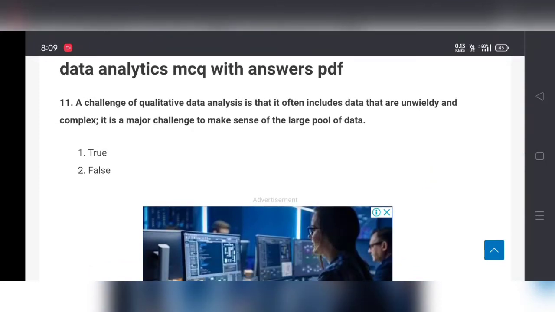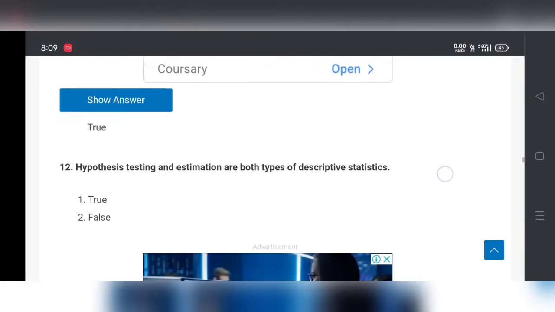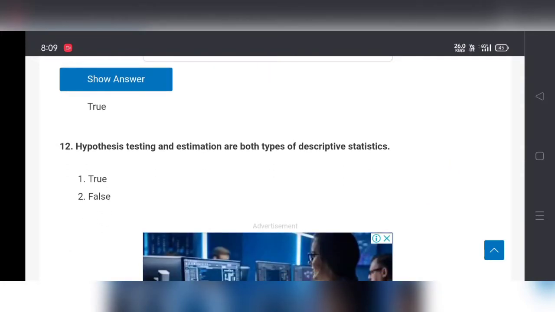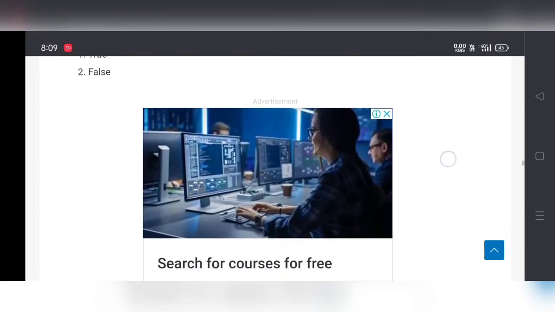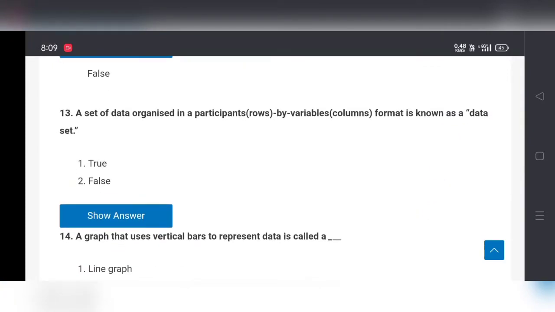Next question, a challenge of quantitative data analysis is that it often includes data that are voluminous and complex, making it a major challenge to make sense of a large pool of data. The answer is true. Question number 12, hypothesis testing and estimation are both types of descriptive statistics. The answer is false.